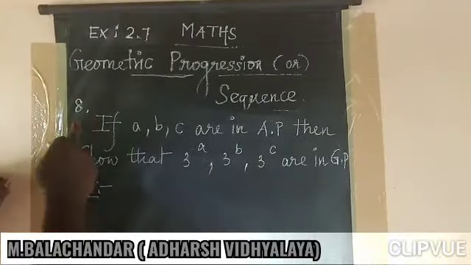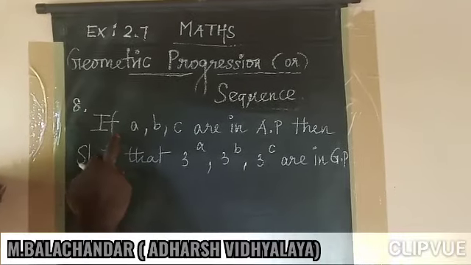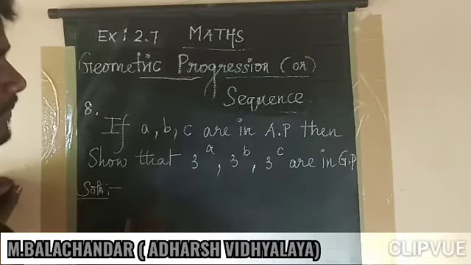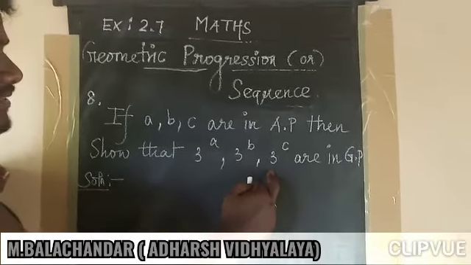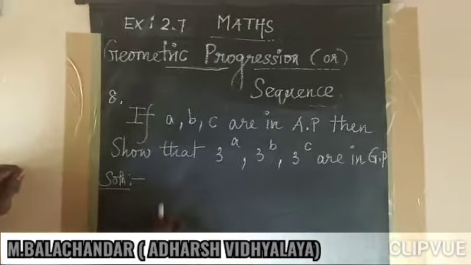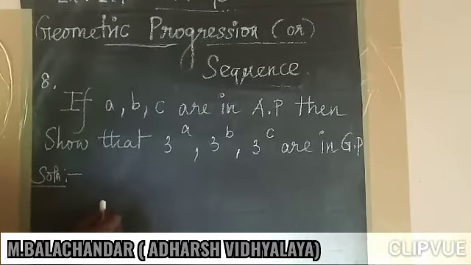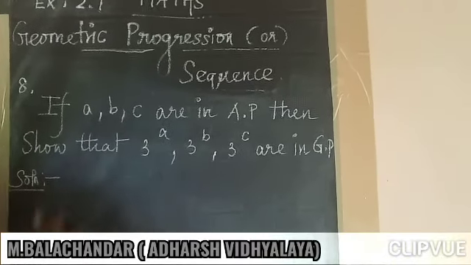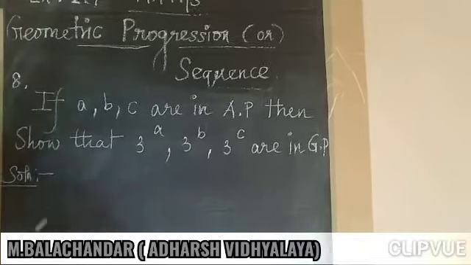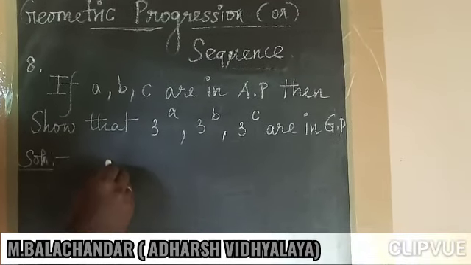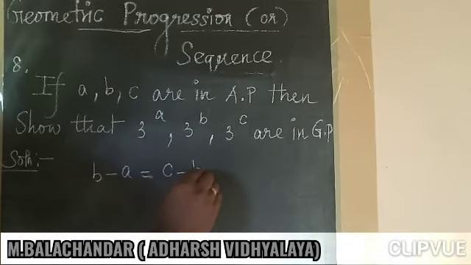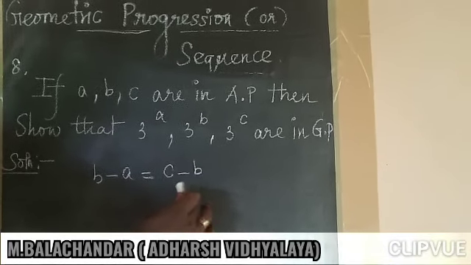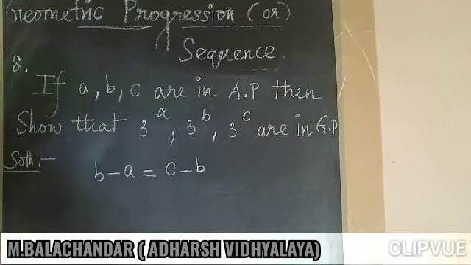Exercise number 2.7, question number 8. The question is, if A, B, C are in AP, then show that 3 power A, 3 power B, 3 power C are in GP. So first, A, B, C are in AP. If A, B and C are in AP, we can write B minus A is equal to C minus B. How does it come? See, the common differences are the same, you know very well.